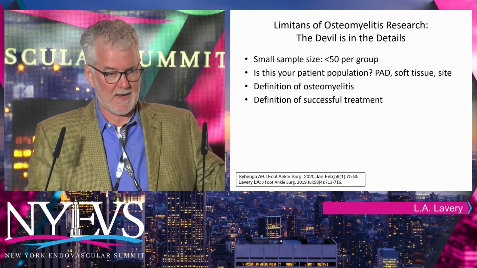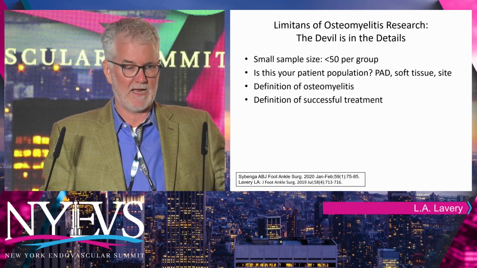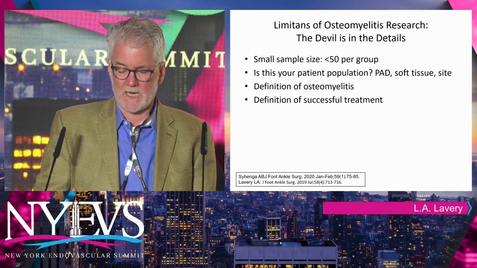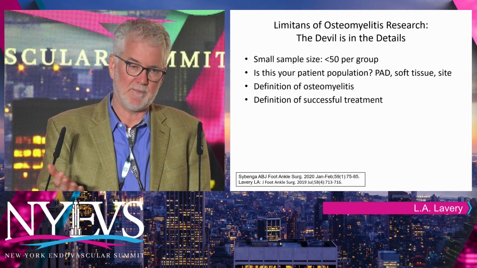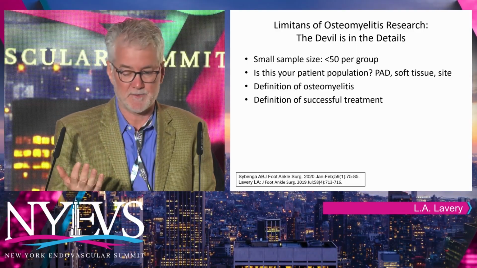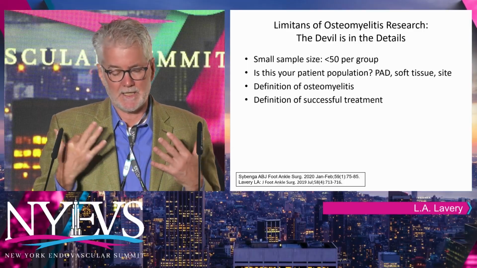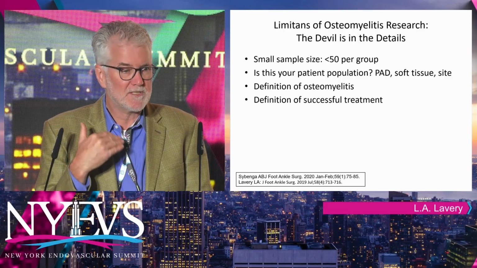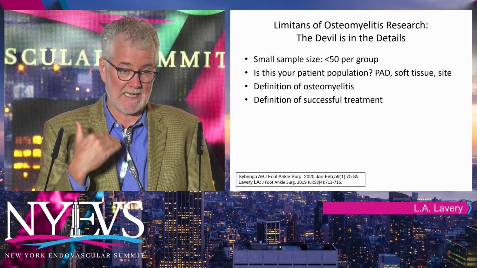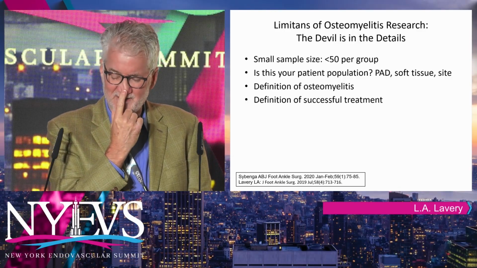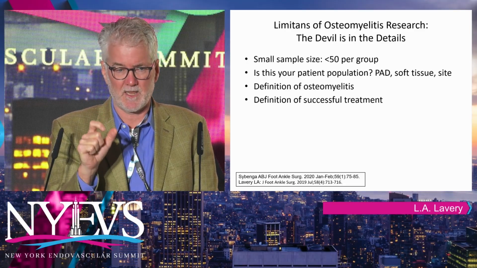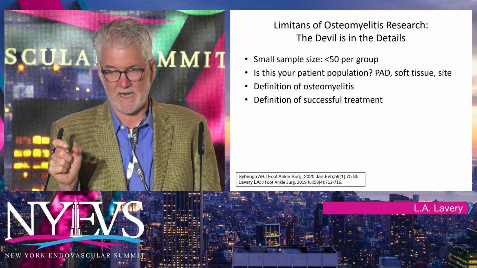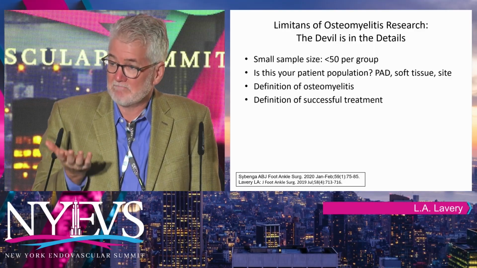There are studies that systematically eliminate everyone with peripheral vascular disease. Well, I mean, that's all my patients. Sometimes they eliminate people that require surgery or have an abscess. So not all of these studies are comparable. People use interesting definitions of what osteomyelitis is. I reviewed a study the other day that said they defined osteomyelitis by having a positive bone culture, except a third of their patients didn't have a positive bone culture, and they analyzed them anyway.